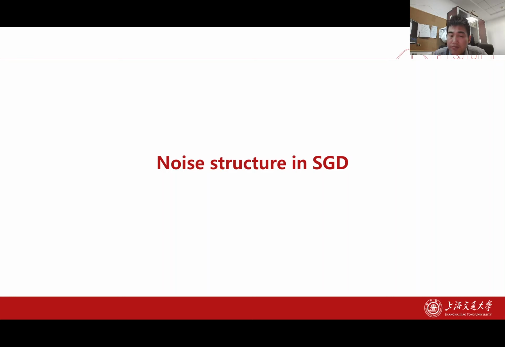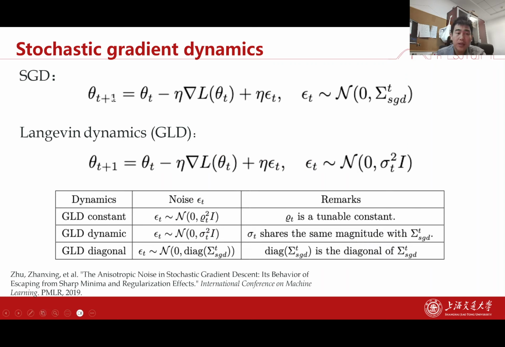The next phenomenon is about noise structure in SGD, and we will continue to talk about how SGD can help generalization. The special noise structure is very related to the loss landscape, so it can help the neural network find some more special minimum. This is another understanding of SGD.